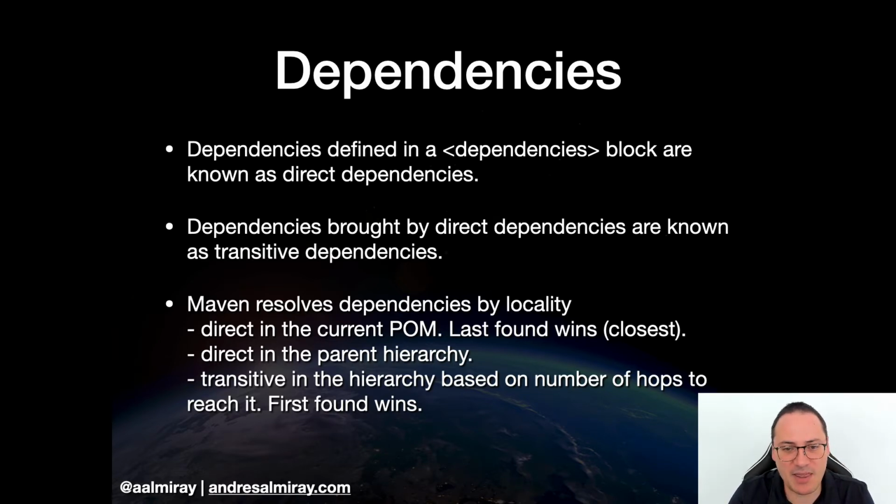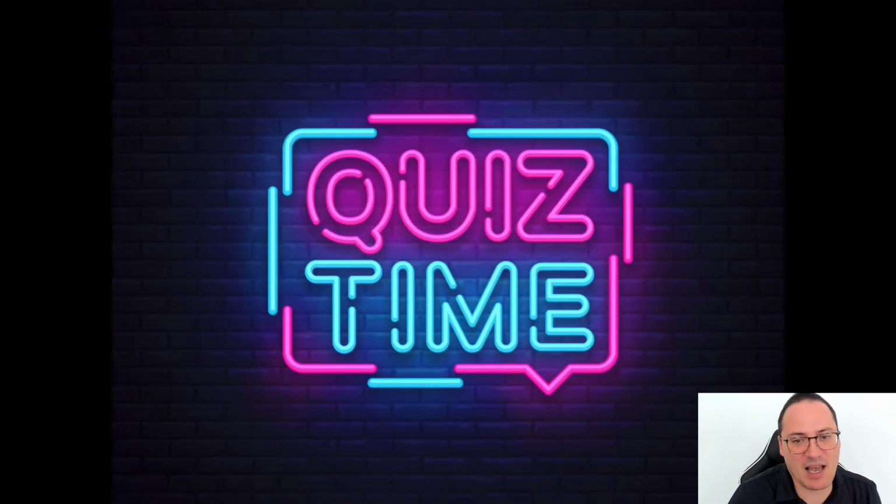You will find that actually Maven calculates how many hops it has to go through in the dependency graph in order to find a dependency. And the one that has the shortest path is going to win, regardless if it's defined first or if it's defined later. So I did a quiz a few months ago.